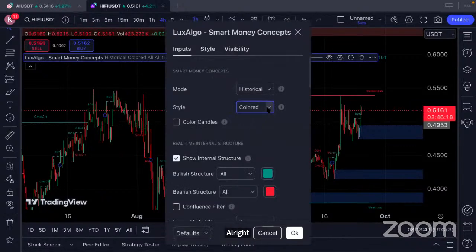Then basically here, it is colored. Okay, indicate a color theme.